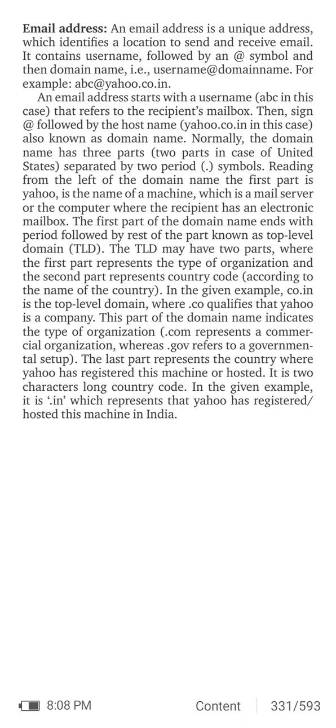The first part of the domain name ends with a period, followed by the rest of the part known as the top level domain, TLD. The TLD may have 2 parts, where the first part represents the type of organization and the second part represents the country code according to the name of the country. In the given example, the top level domain co.in, the co identifies that as a company. This part of the domain name indicates the type of organization. Here it represents a commercial organization, where GOV stands for a government setup.